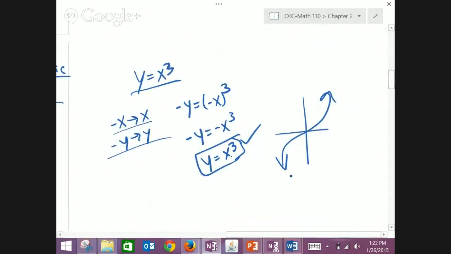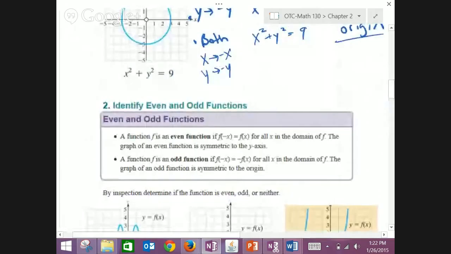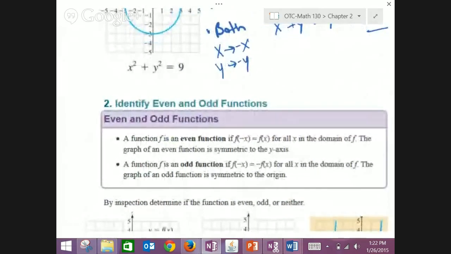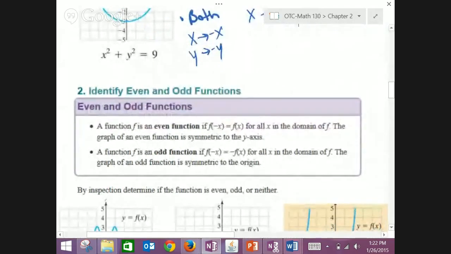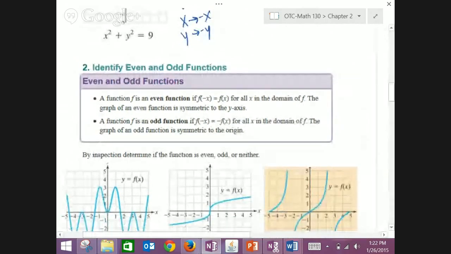And sometimes algebraically, it's a little harder to see than visually. Where this really comes in handy is with odd and even functions and their behavior, because we'll talk about graphing. If we know the function is overall odd, it's going to act a certain way. If we know it's overall even, it's going to act a certain way. So being able to classify a function as odd or even comes in handy.